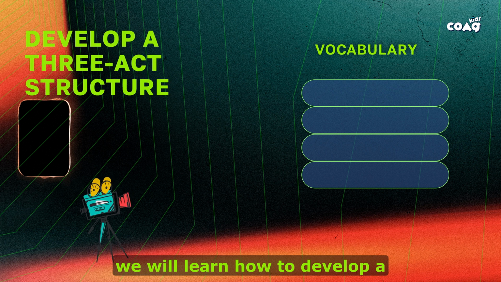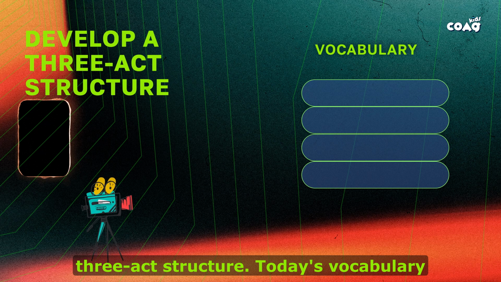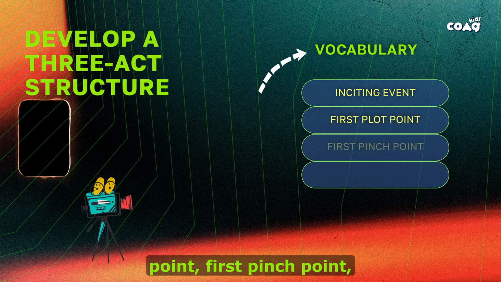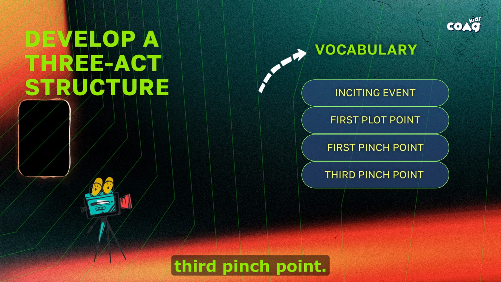In today's lesson, we will learn how to develop a 3-act structure. Today's vocabulary words are inciting event, first plot point, first pinch point, third pinch point.